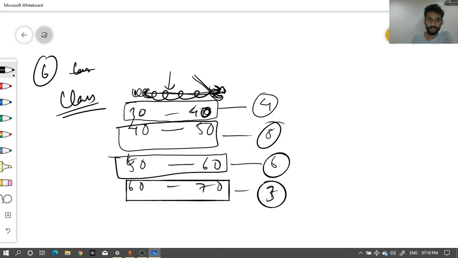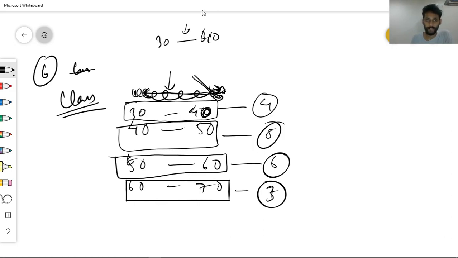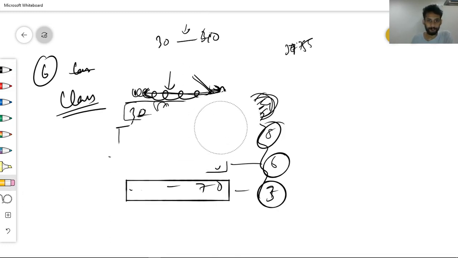Okay, anything between 30 and 40 is here. You don't need to know the exact value. We will not write the exact value of 37.5 or something like this. If it is inside these two boundaries, then it will be coming in this part. Okay, now one thing you have to understand is this.